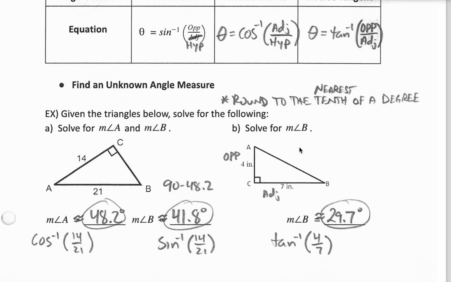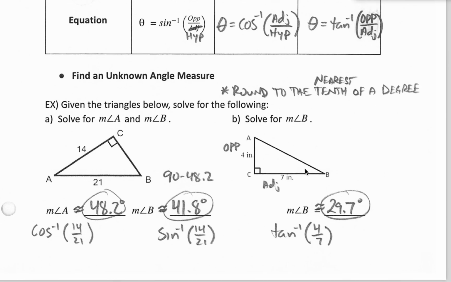One more time in part B here. Relative to angle B, we are given the opposite and adjacent sides. We know the opposite and adjacent goes with tangent. So if we use the inverse tangent of our ratio 4/7, we should get the measurement for angle B. And we get about 29 or 30 degrees.